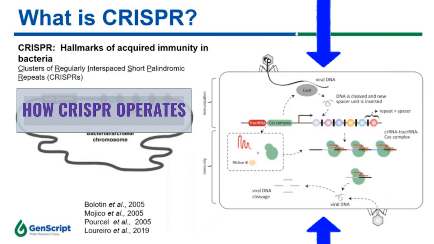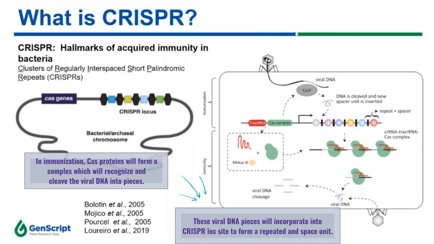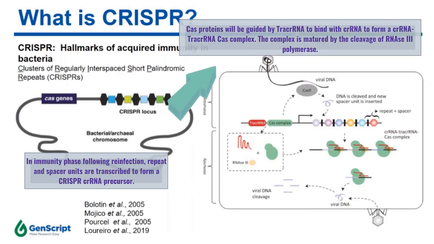And the CRISPR adaptive immune system is composed of two main phases, the immunization and the immunity. In the immunization phase, the Cas proteins will form a complex which will recognize and cleave the viral DNA into pieces. And then these viral DNA pieces will be incorporated into this CRISPR locus to form a repeat and spacer unit.